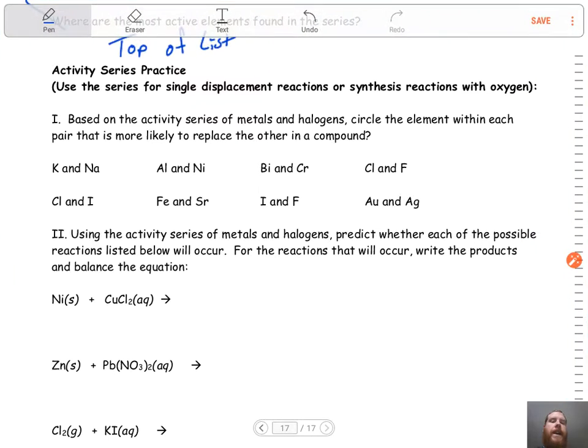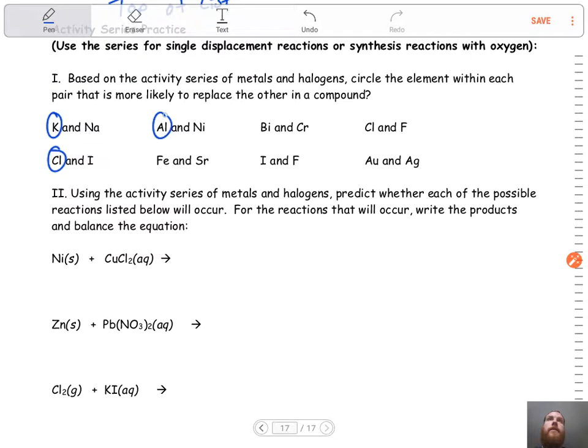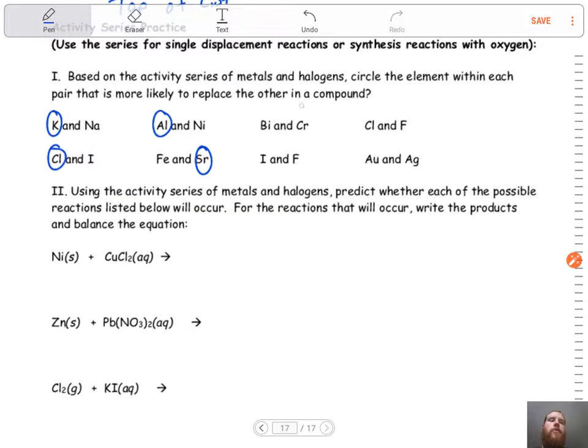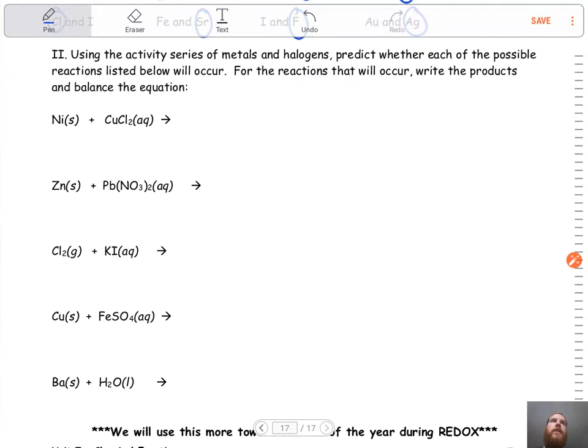So what I want you guys to do right now, pause the video, go through, based on the activity series of the metals and halogens, circle the element within each pair that's more likely to replace the other in a compound. So pause it and go back and look at using table J and figure out which one's which. Okay, so potassium is more active, chlorine is more active, aluminum is more active, strontium is more active, chromium is more active, fluorine is more active, fluorine is more active, and silver. All right, pretty simple to use table J. You've got to know where it is and where to look for it. All right, that's the big thing.